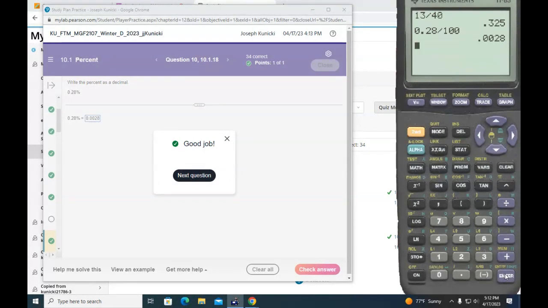I wrote it as a percent, didn't I? But instead of using the percent sign, I wrote per 100. Right. I like it better on this one.